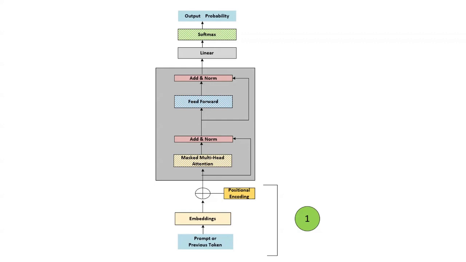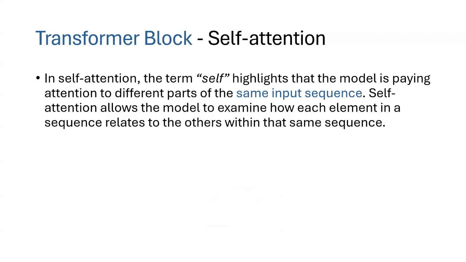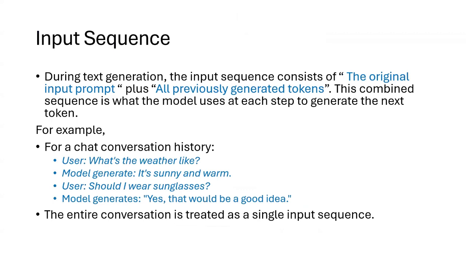In the transformer block, before we understand what masked multi-head attention is, we need to know about self-attention. Okay. In self-attention, the term self highlights that the model is paying attention to different parts of the same input sequence. Self-attention allows the model to examine how each element in a sequence relates to the others within the same sequence. There is one thing in that previous definition of self-attention: input sequence.